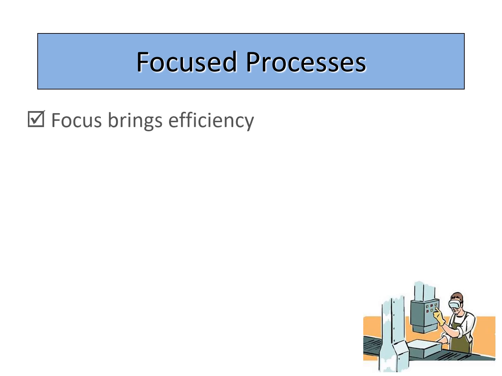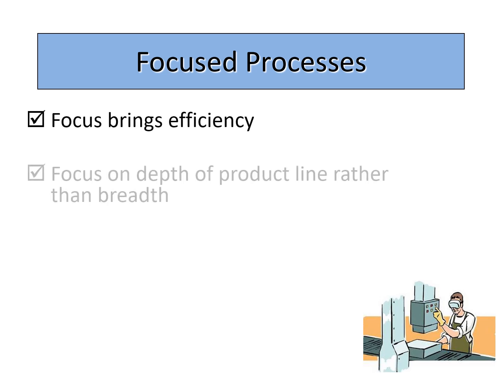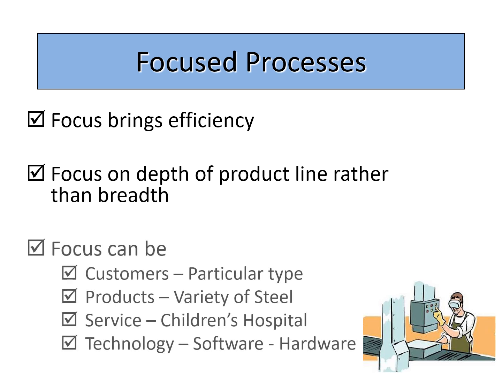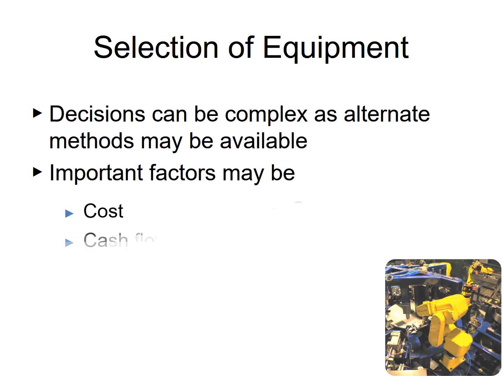Focus processes is where the focus brings up efficiency. The focus is on the depth of the product line rather than the breadth. Focus can be customers, a particular type; it could be products, a variety of different steel, stainless steel, cast iron; it could be service like a children's hospital or a walk-in clinic. Technology could differ by software or hardware.